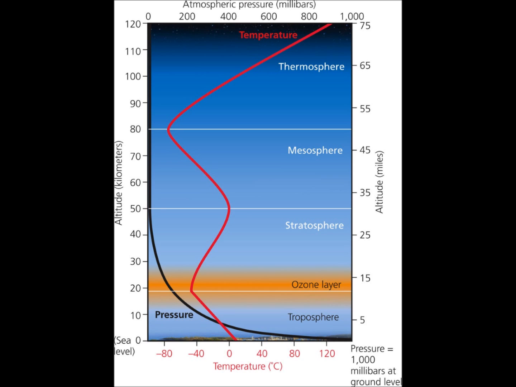The stratosphere is often called the Earth's sunscreen, and this is a very accurate nickname. This layer protects us in vital ways from the sun's harmful UV rays.